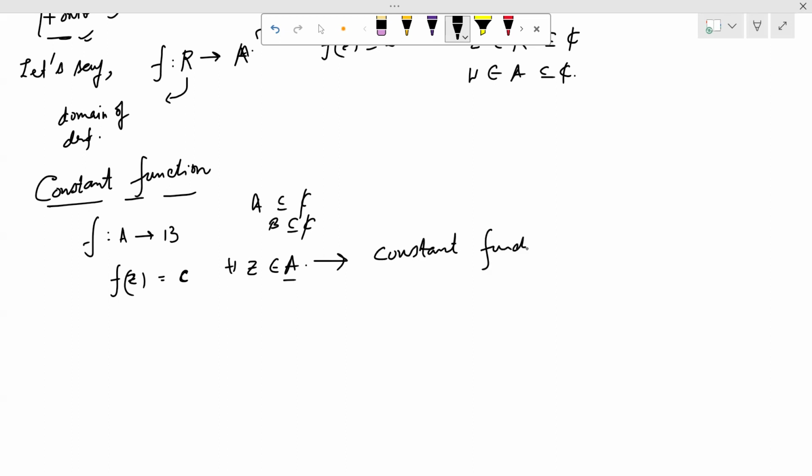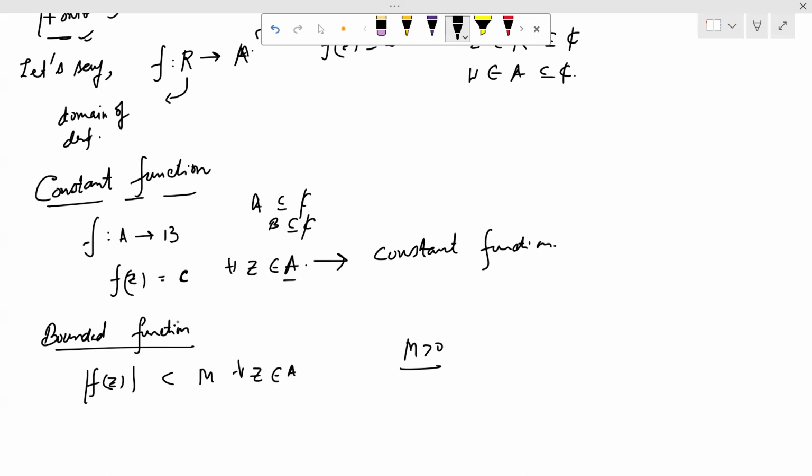I hope it is clear. This is simple. And the function is said to be bounded if there exists some m such that mod f(z) is less than m, where m is some positive real number, for all z belongs to A. So for all z belongs to A, if mod f(z) is less than m, then we will say that the function is bounded on this particular domain of definition A. I hope it is clear.